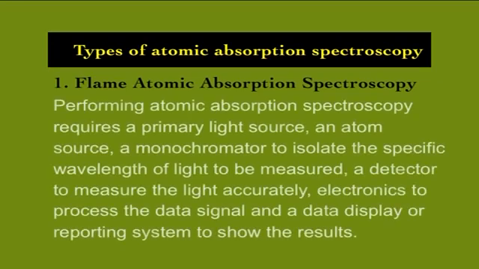Performing atomic absorption spectroscopy requires a primary light source, an atom source, a monochromator to isolate the specific wavelength of light to be measured, a detector to measure the light accurately, electronics to process the data signal, and a data display or reporting system to show the results.